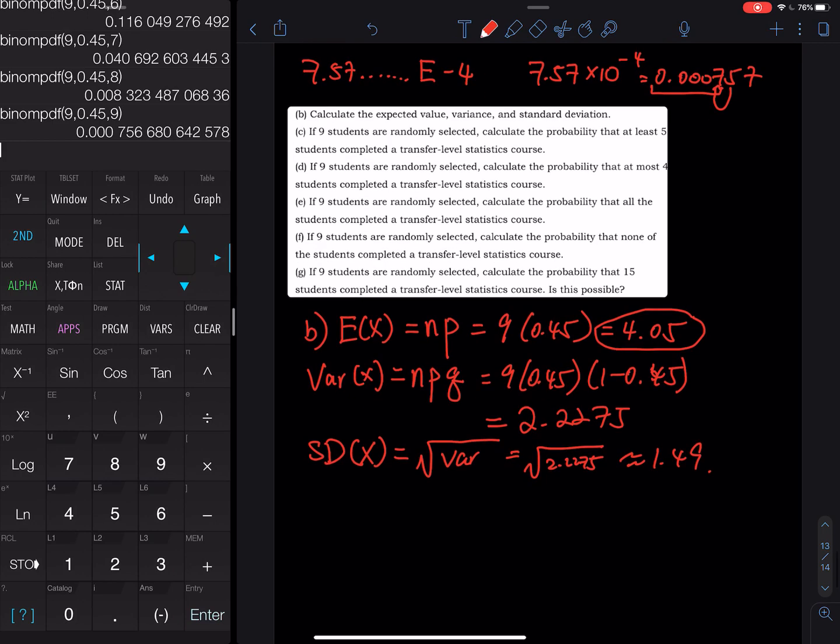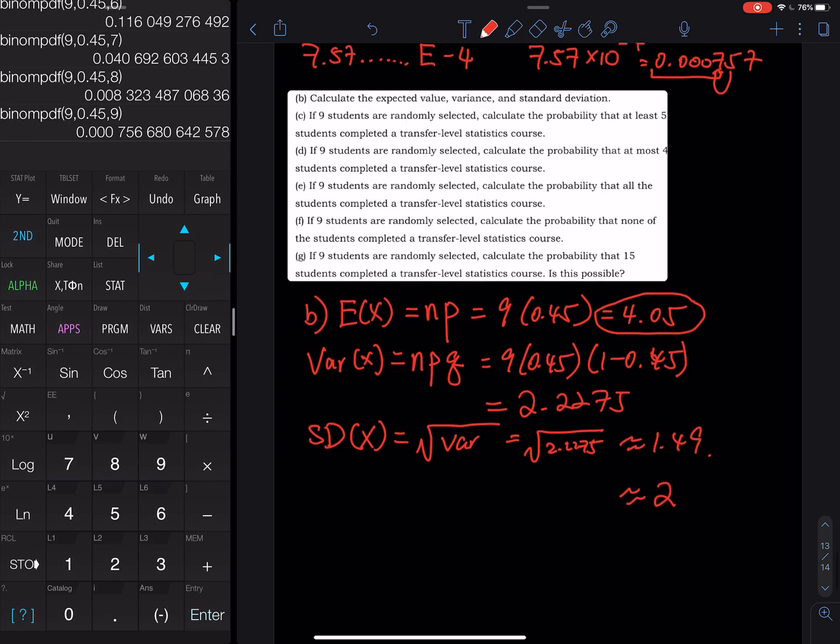And then this 1.49, if you round it up to a 2, it is easier to explain this way. So in the long run, I expect to have 4 people completed the course. If you want your estimation to be flexible, you plus or minus 2. So 4 minus 2 is 2, 4 plus 2 is 6. So that means if you keep taking 9 students out randomly, I expect to see 2 to 6 of them completed the course. So in this way, your answer is more flexible. So that's how you interpret these numbers.